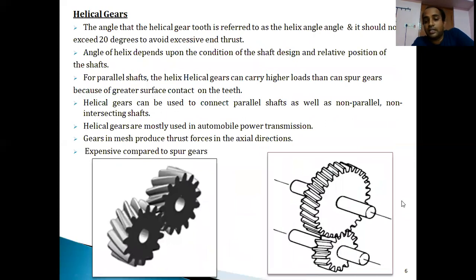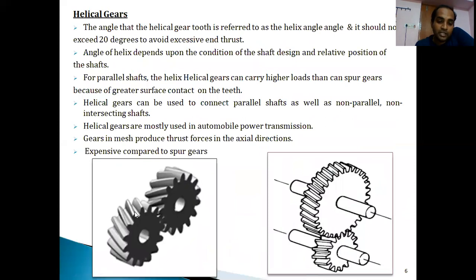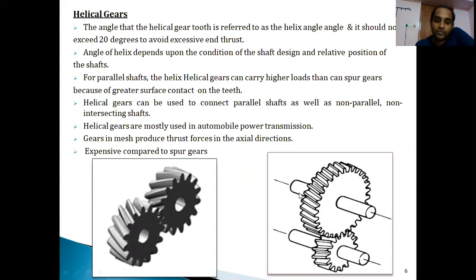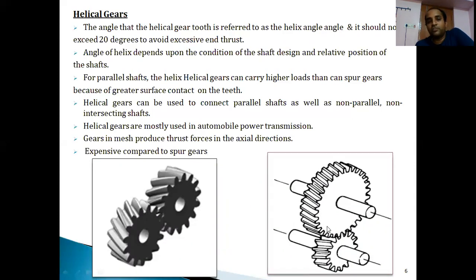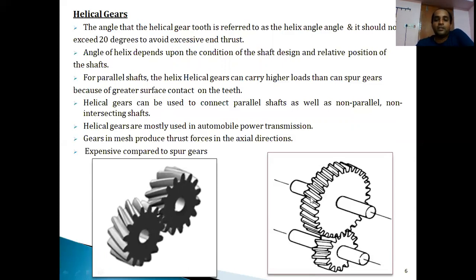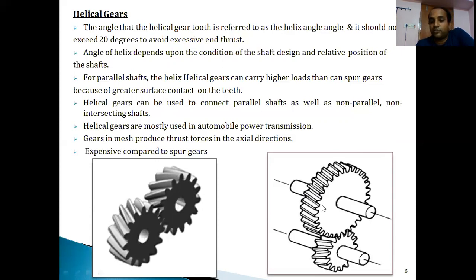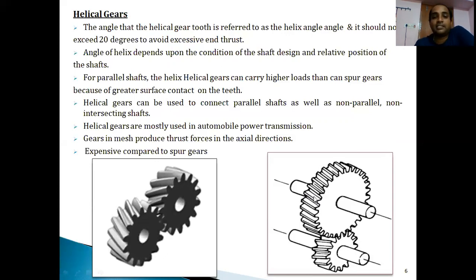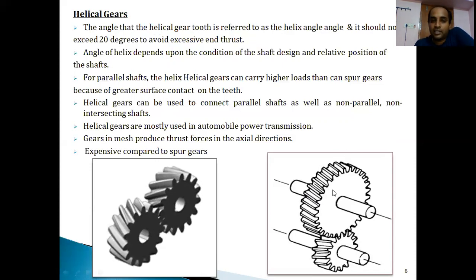But now if you come to the helical or helix gears, see how the teeth have been developed. If you observe both these gears, the teeth have been inclined at some angle. So the most important feature of the helical gear is the design of the teeth. The design of the teeth is neither straight nor spiral, but inclined at some angle, that is less than 20 degrees. We call it the helix angle. The angle of the helical gear tooth is referred to as the helix angle, and this angle should be less than 20 degrees.